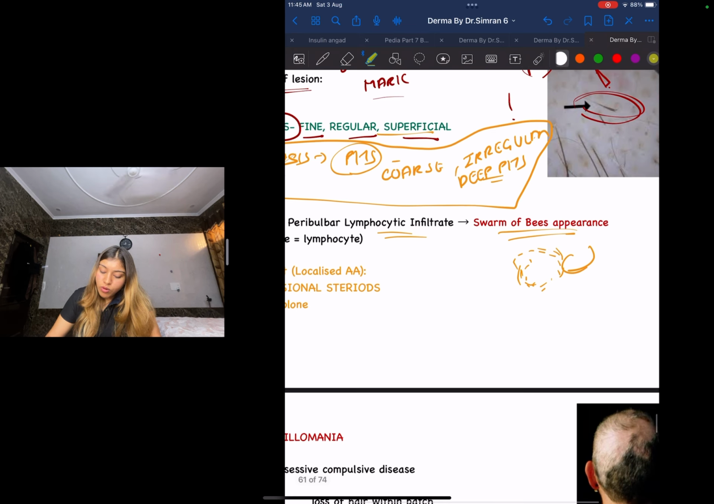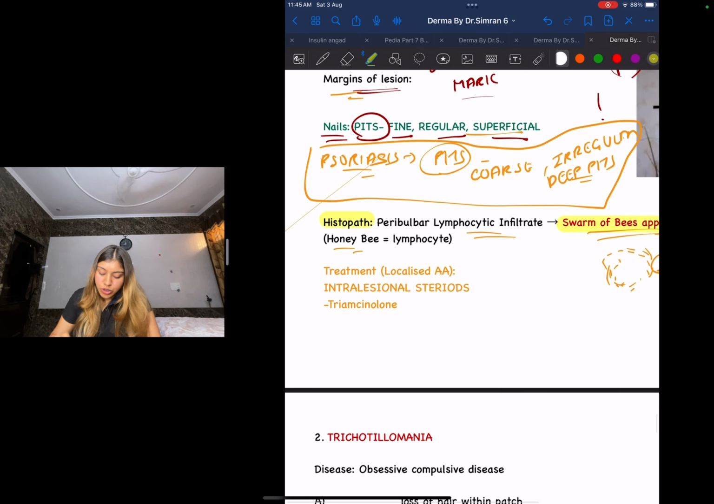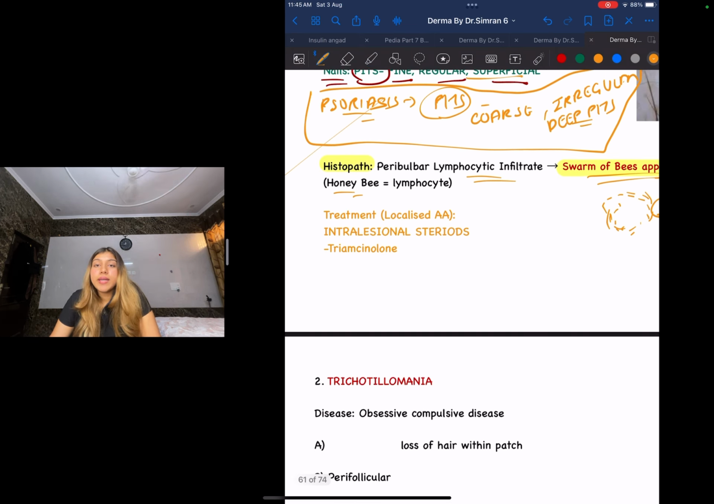It will give me a swarm of bees appearance in histopathology. If they ask you what the treatment is, guys, if it is a localized alopecia areata, what I will be doing is giving an intralesional steroid, and that is going to be triamcinolone.